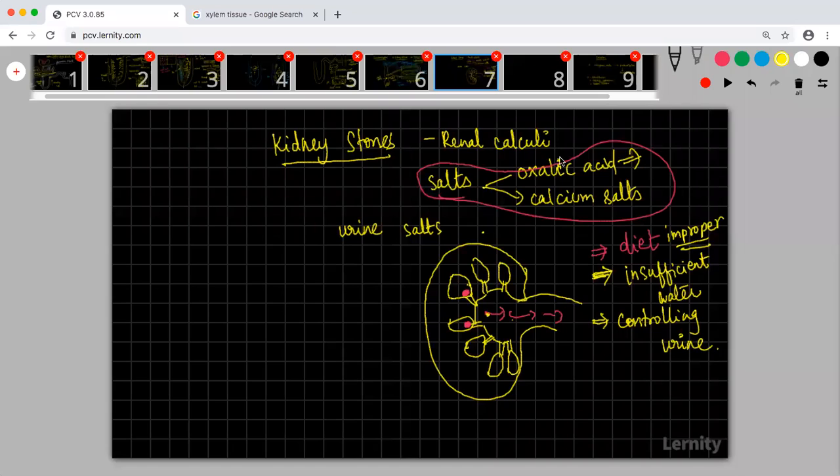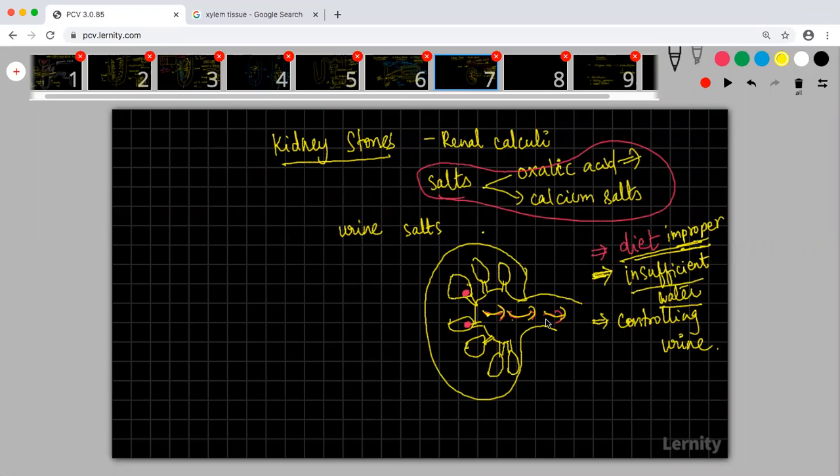When the diet is improper, your kidney can form stones. Especially when you are not drinking sufficient water, because if water is there, this will dissolve and it will go away. You don't need any special treatment for dissolving salts. When will it be a problem? When it is becoming a bigger stone. When it is smaller, if you are drinking sufficient water, it will dissolve and then it will go away.